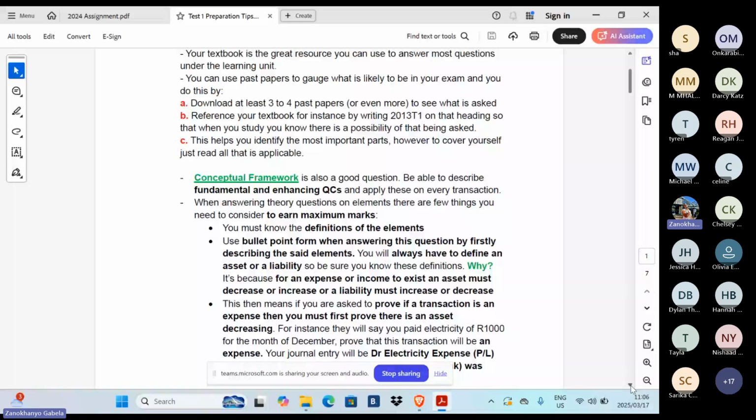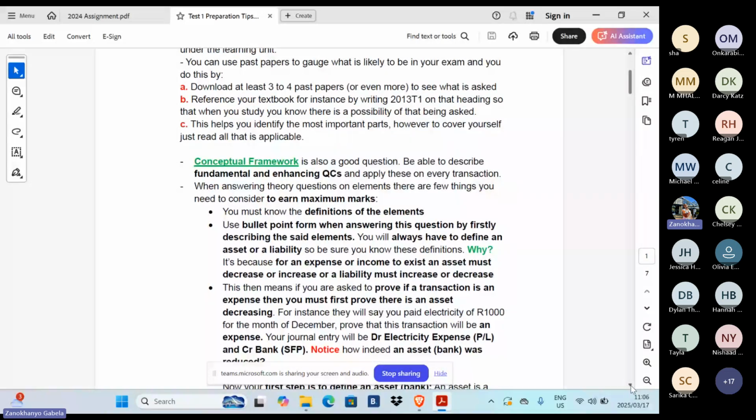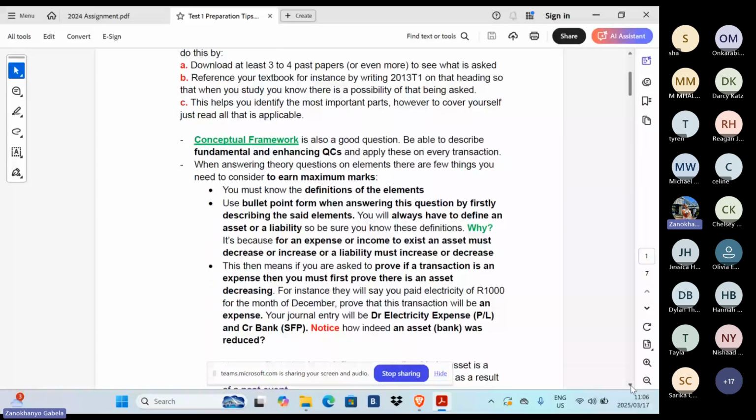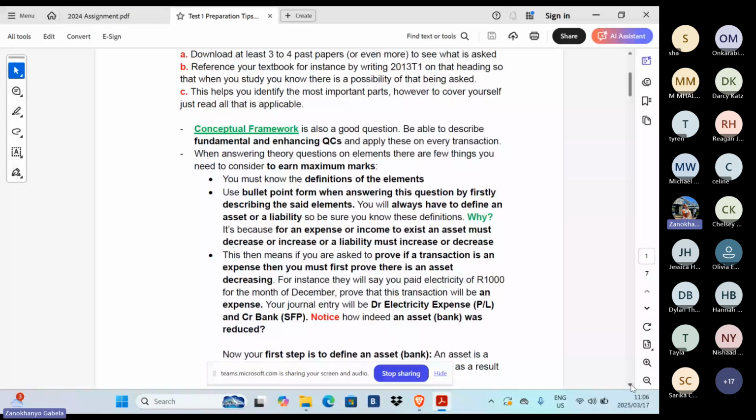However, the part that I'm going to spend so much time on is the conceptual framework, because it's a little bit difficult to answer in an exam, right? So the conceptual framework, let's go. You need to be able to define or describe any fundamental and enhancing qualitative characteristics. So remember them. Remember the fundamental QCs. They were talking about usefulness. So we have relevance, and we also have faithful representation.